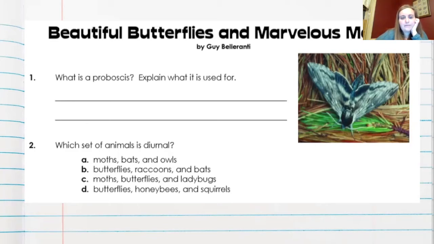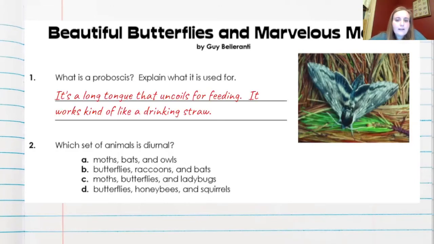All right, so we're going to look at these questions. Number 1, what is a proboscis? Explain what it is used for. See if you can think back to the text. Go ahead and pause the video and get your answer written down. All right, so the answer to this question is, it's a long tongue that uncoils for feeding. It works kind of like a drinking straw.